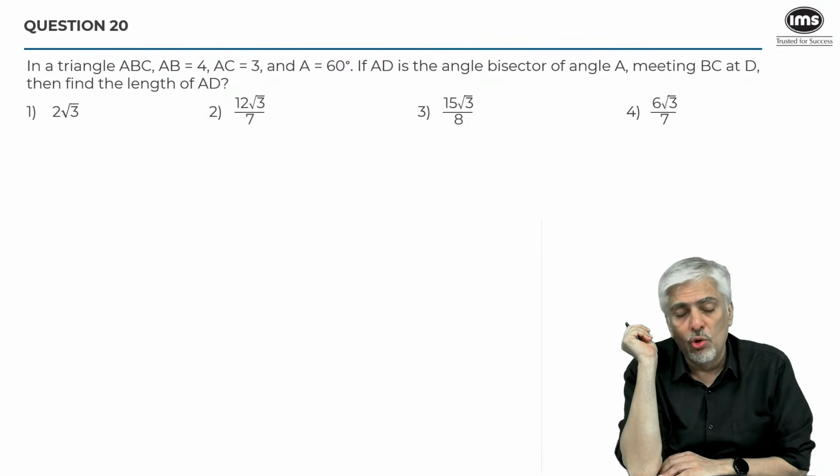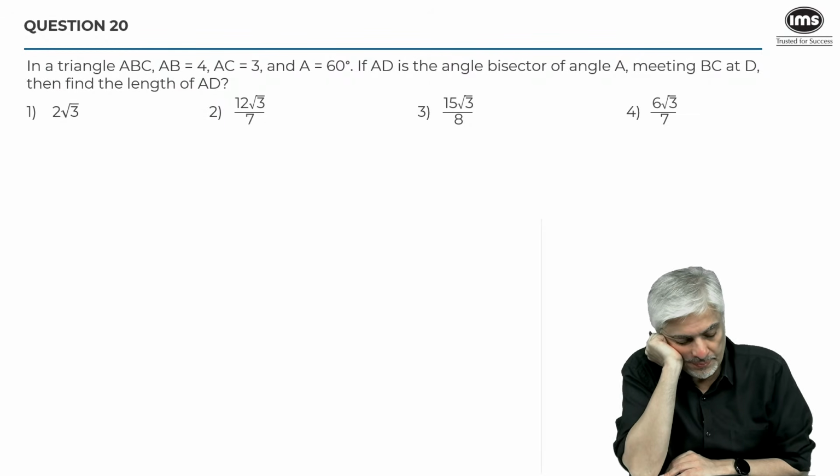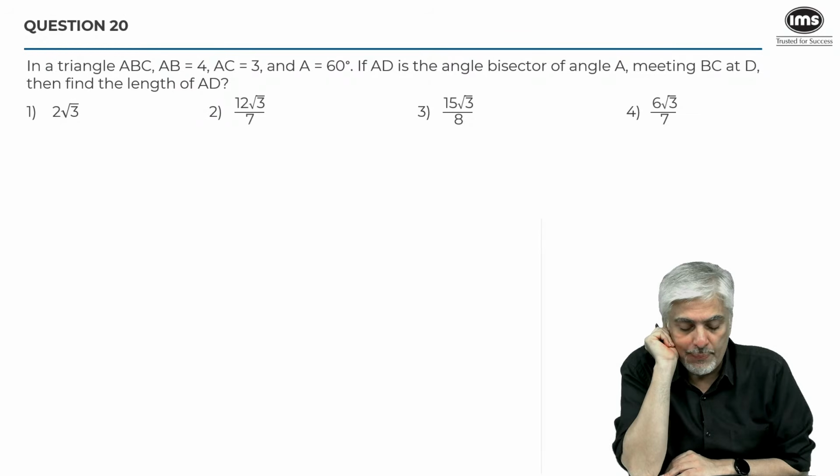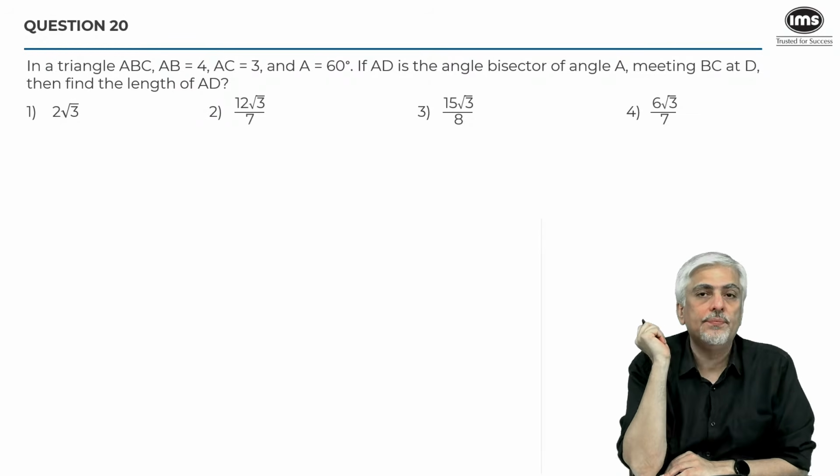Okay. One more excellent question. One of my favorite questions. One more question. Let's see if you'll get this question. I'll be happy if people start getting these questions.